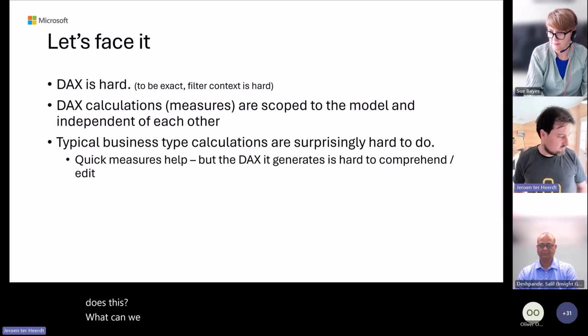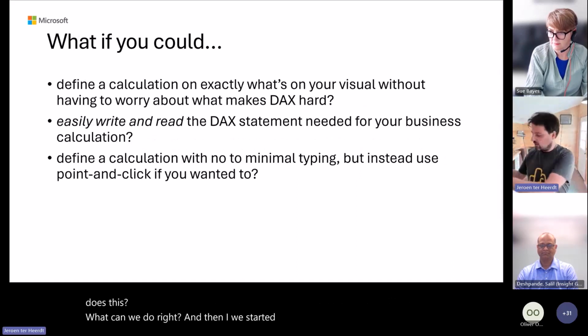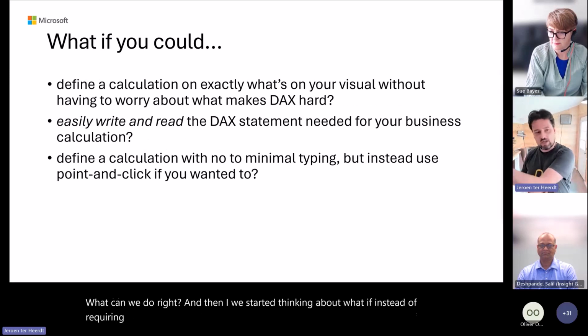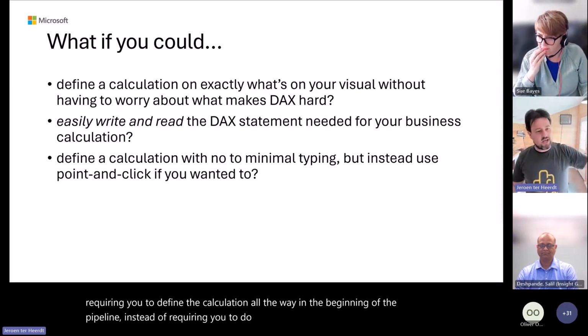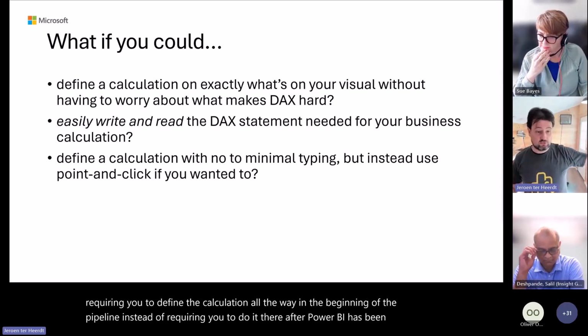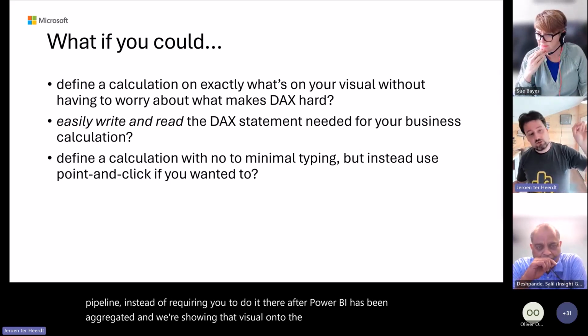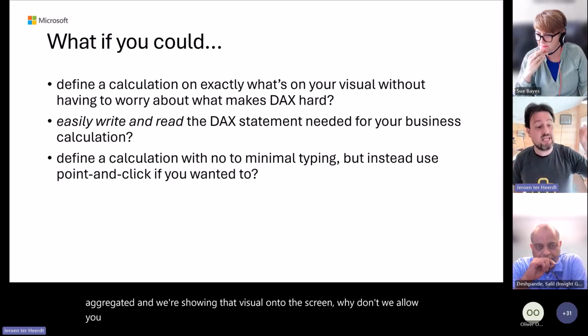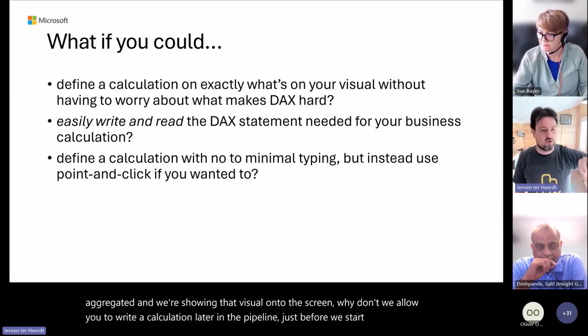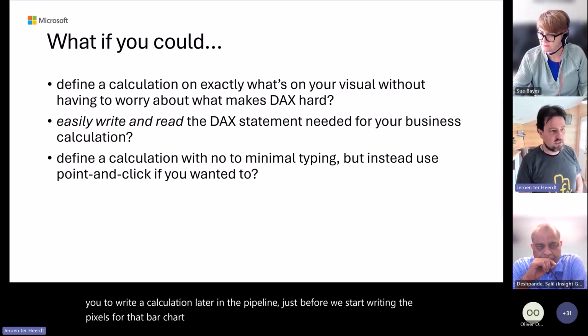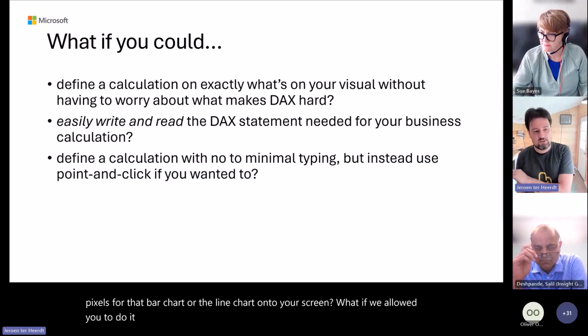And then we started thinking about what if instead of requiring you to define that calculation all the way in the beginning of the pipeline, after Power BI has aggregated and we're showing that visual on the screen, why don't we allow you to write a calculation later in the pipeline, just before we start writing the pixels for that bar chart or that line chart onto your screen? What if we allowed you to do it there? Would that make your life easier?